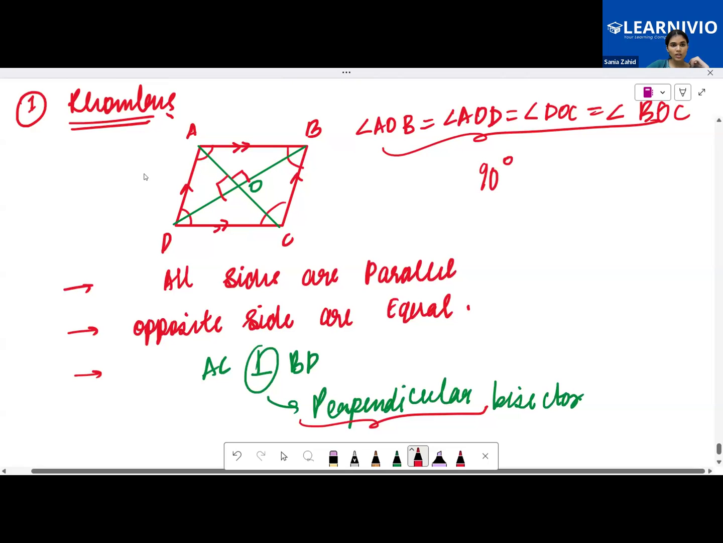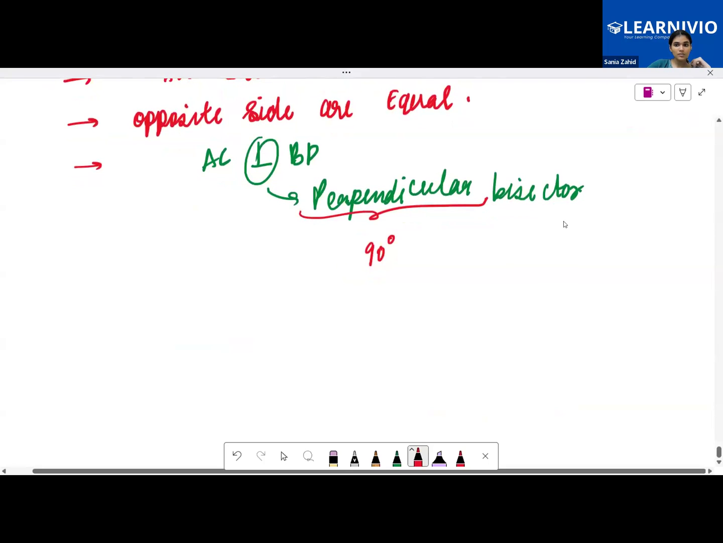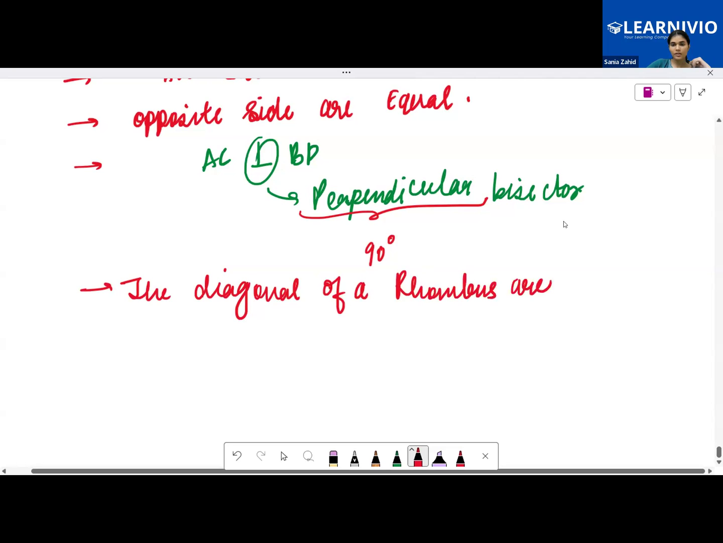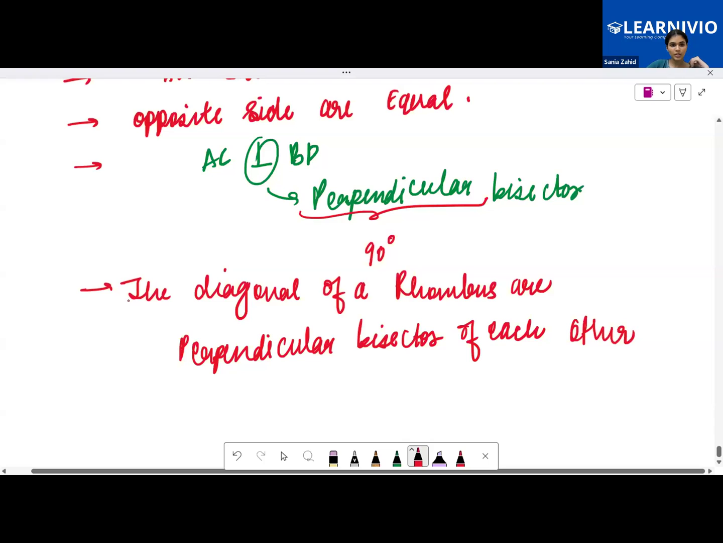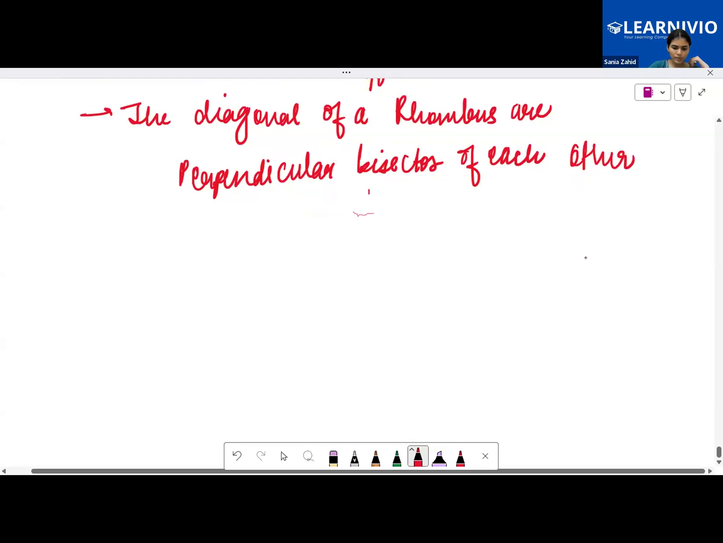So that is why I will say, you can note it down, the diagonals of a rhombus are perpendicular bisectors. Do you understand this point? Yes, ma'am. Very nice. Now I will give you a question.